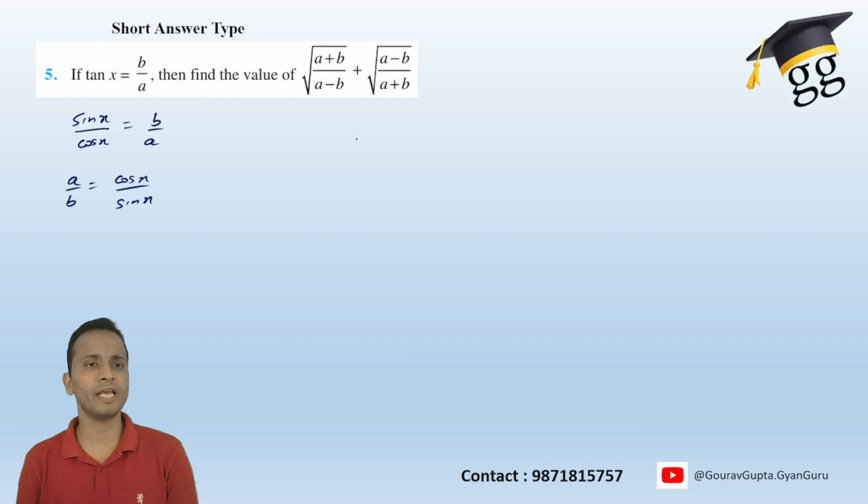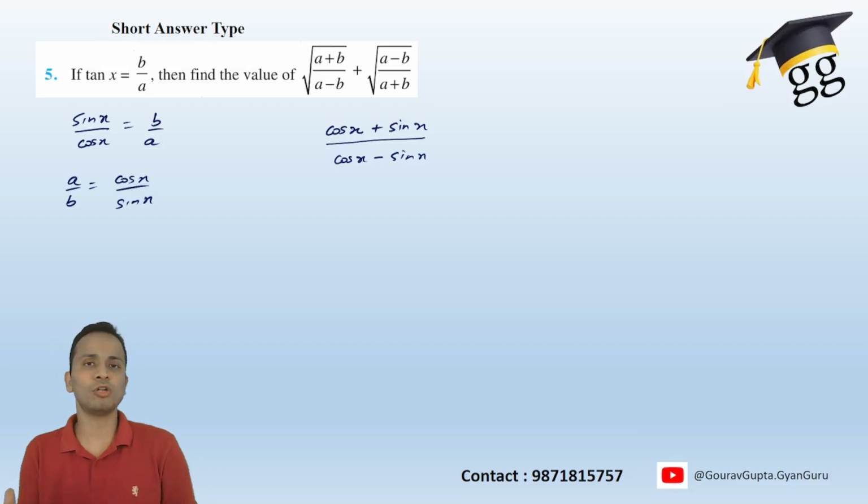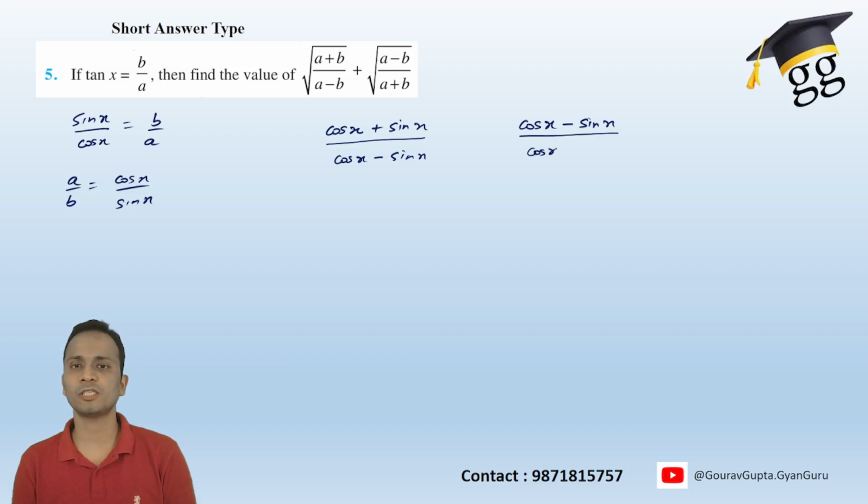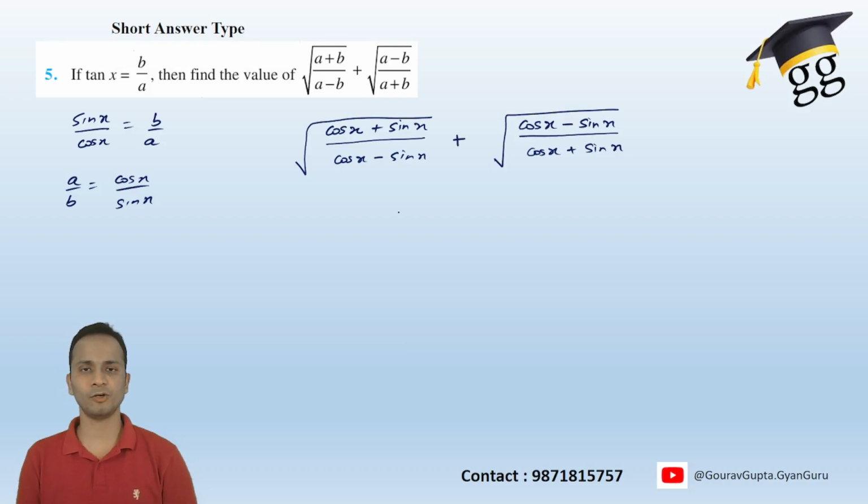So (a plus b) upon (a minus b) will look like (cos x plus sine x) divided by (cos x minus sine x). This is (a plus b) upon (a minus b). Now the second term is the reciprocal of this, (a minus b) upon (a plus b). So just do the reciprocal of this: (cos x minus sine x) upon (cos x plus sine x). I want the square root of this, the square root of this, and the sum. Okay.